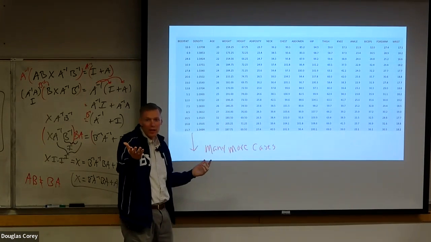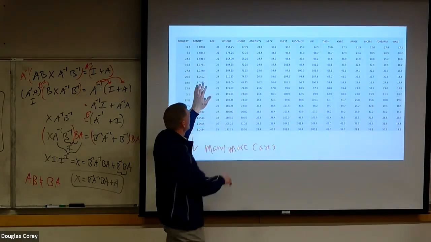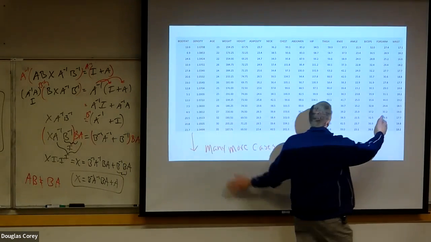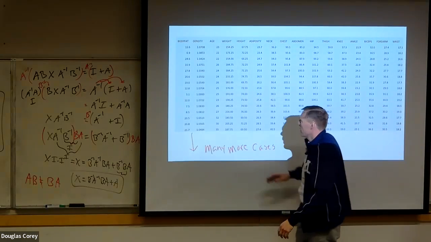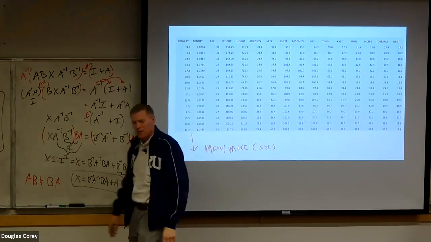So thinking like, hey, let's augment the matrix. We can take all of these things, put body fat over here on this other side, augment it, and then start row reducing. Great.